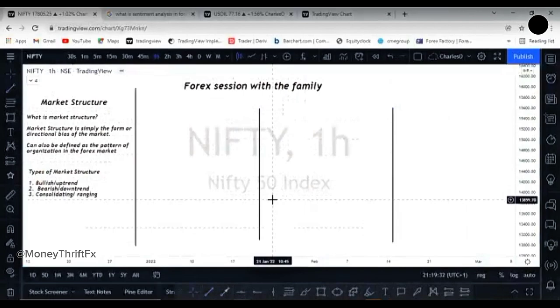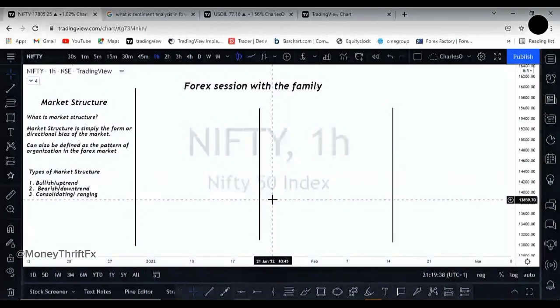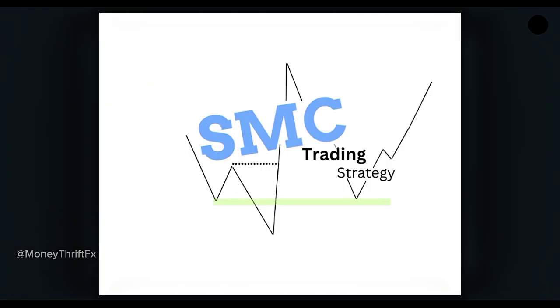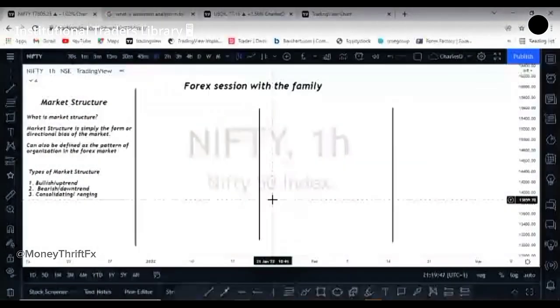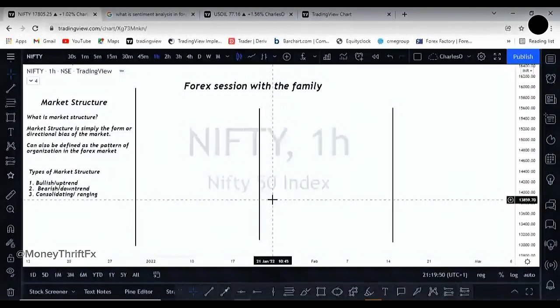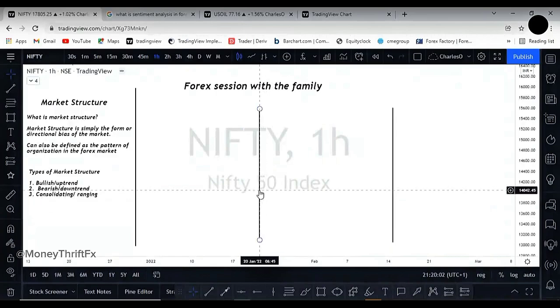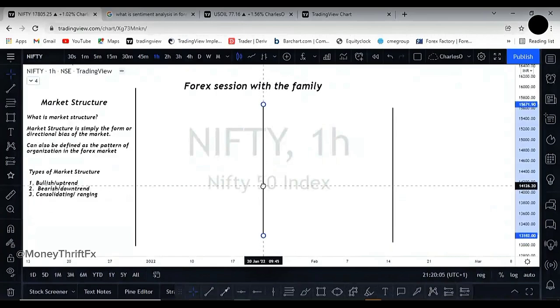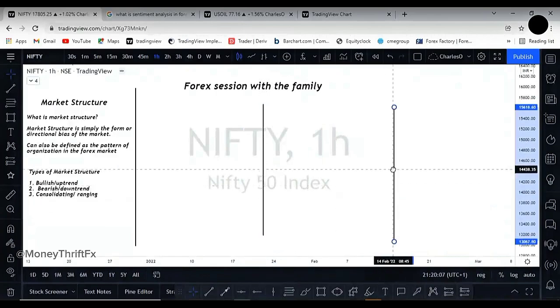To identify the particular structure of a market, there are particular patterns of organization that you want to see. There are things you want to see form in the forex market to validate that the market is either in an uptrend, bullish, that is buying, or in a downtrend, that is selling or bearish, or consolidating within a range, that is not buying and not selling, just static. So there are several patterns you want to observe before you can say that the market at this particular point is bullish or bearish. Let us now look at those factors.